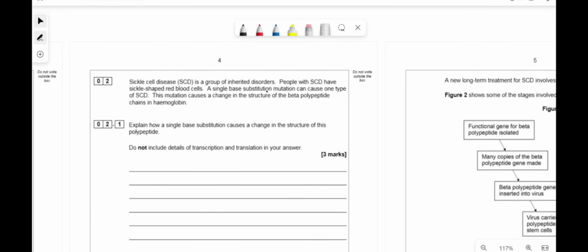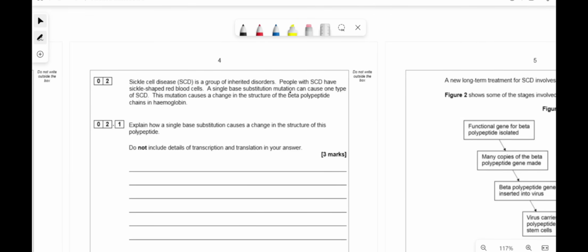Okay, so we've got sickle cell disease. SCD is a group of inherited disorders. People with sickle cell disease have sickle shaped red sickle. Oh my god! Restart.